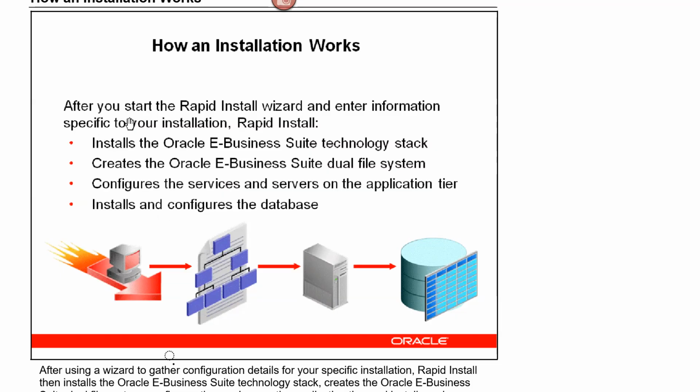So the rapid install basically installs the technology stack, dual file system, configures the services and servers on the application tier, and installs and configures the database, the entire thing. There are no separate steps. Once you start the rapid install, all these things will be installed for you. The database actually goes in reverse order from what is shown here, because without installing a database, it cannot bring up the application. So first it does the database, then the application, then the configuration, and gives you the system.